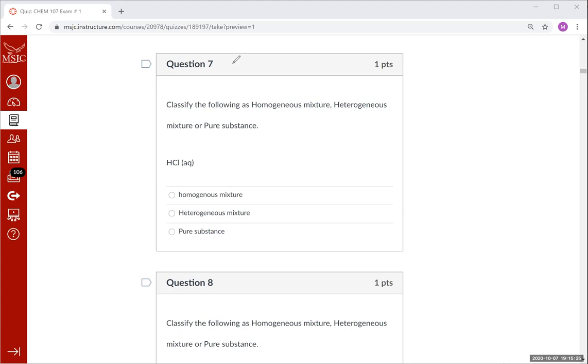on the summative assessments. Okay, so we're asked to classify the following as a homogeneous mixture, heterogeneous mixture, or a pure substance. So aqueous, this is a little bit of a tricky designation. Aqueous states it's dissolved in water. So if we have something dissolved in water, is that a mixture? And what type of mixture is it, if it is a mixture? If something's dissolved in water.